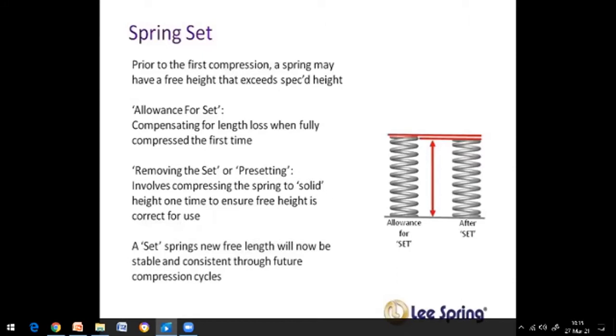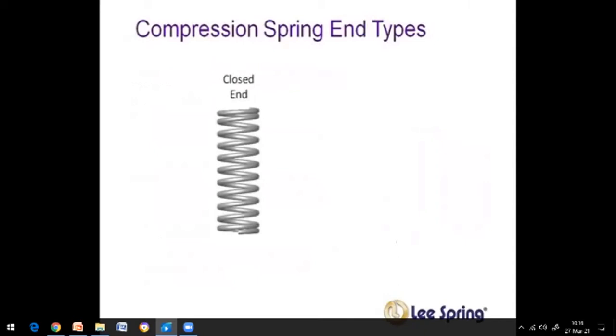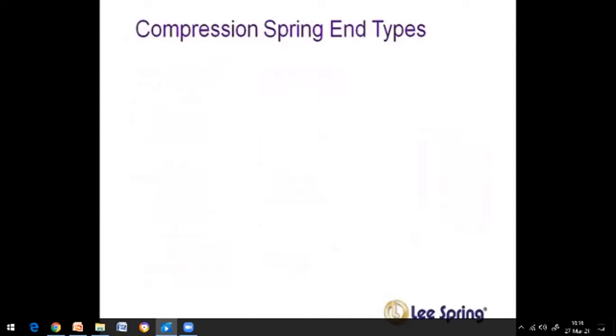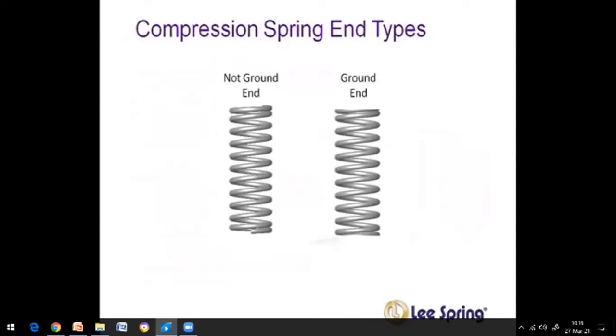Now let's take a look at spring ends. This first spring has a closed end, where the end coil's pitch is reduced so the end coils touch. The next spring has an open end, where the coils are consistent with no pitch change through the end of the spring. Another end type for compression springs are the not ground type and ground type. As you will notice, the ground end type spring is ground flat, where the not ground type has a less parallel end. Compression springs can come in any variety of shapes.